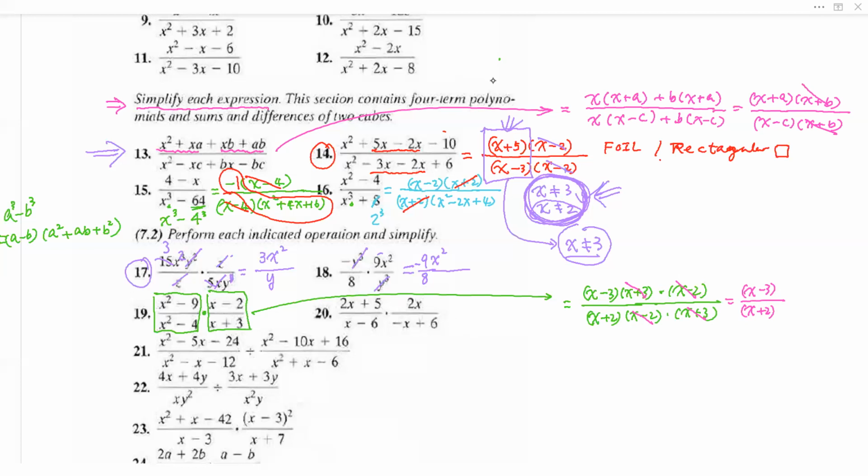All right, let's see number 20. This is also two rational expressions. The first and second are multiplied together, right? So first, we do some basic transformation to check whether they have a common factor or not. This is x minus 6. We take the negative out, x minus 6 as well.